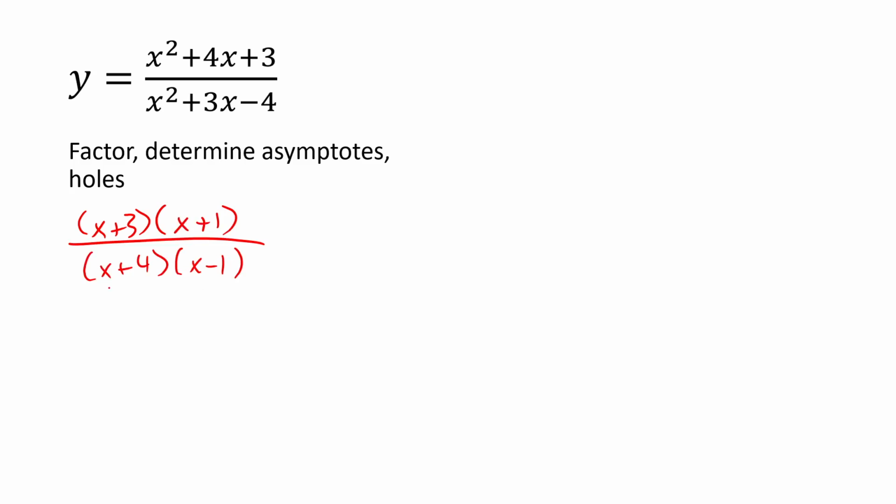Now, we see that we've got a couple of factors in the denominator and neither one of them crosses out with anything in the numerator. We're going to have a vertical asymptote at x = -4, and we're also going to have a vertical asymptote at x = 1.